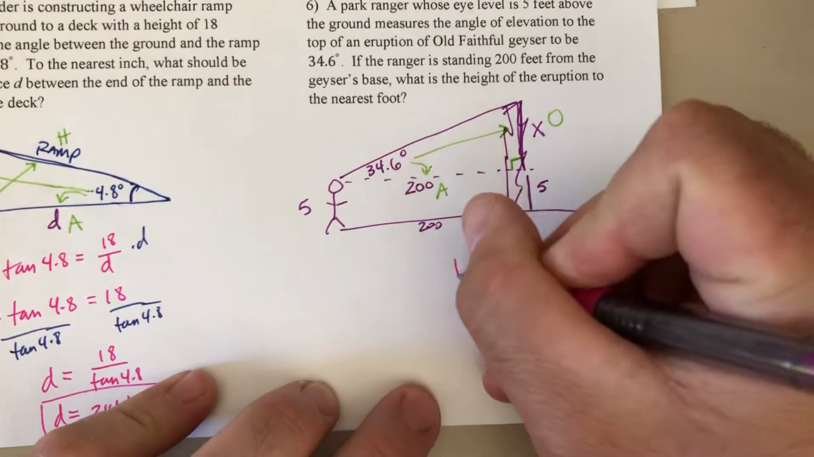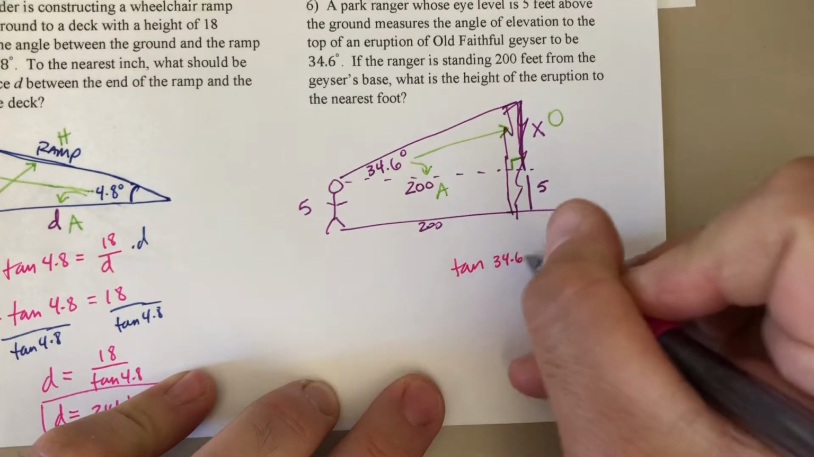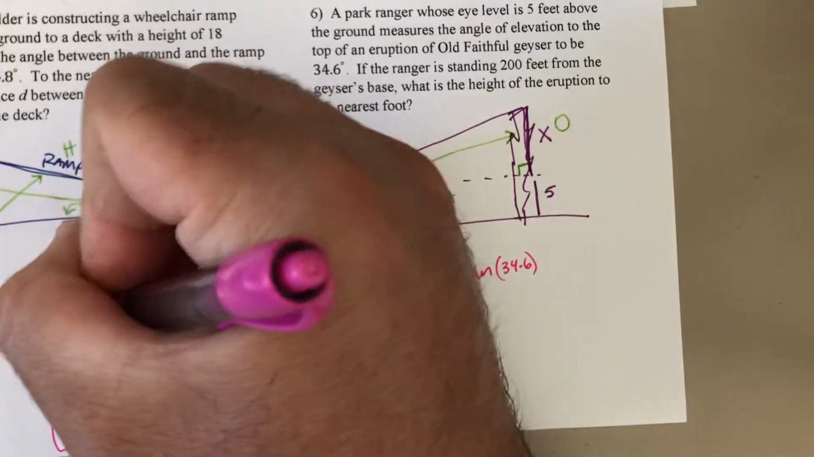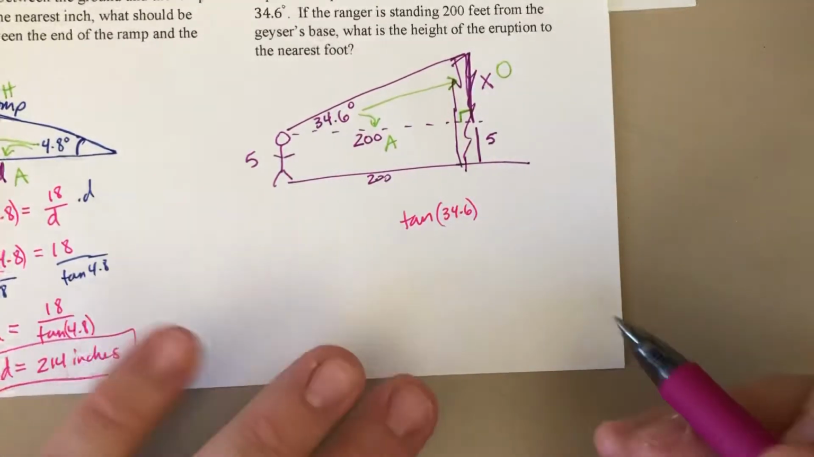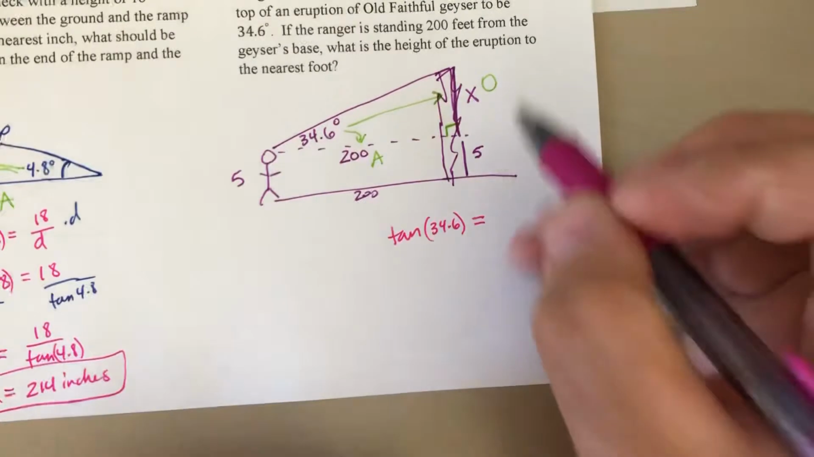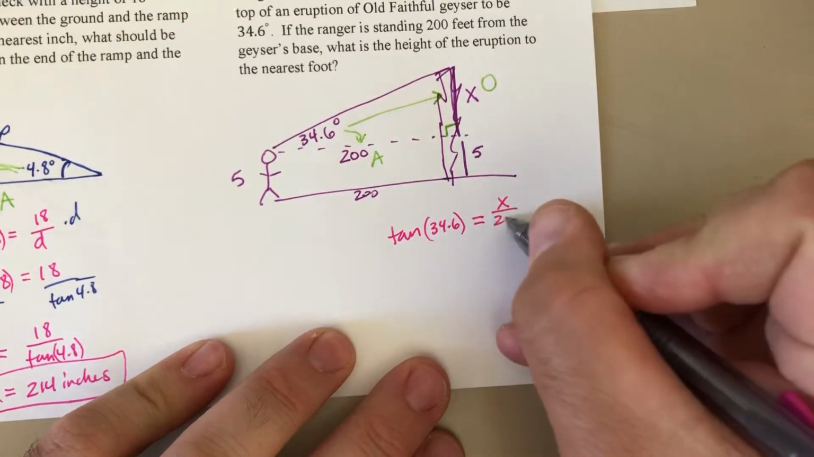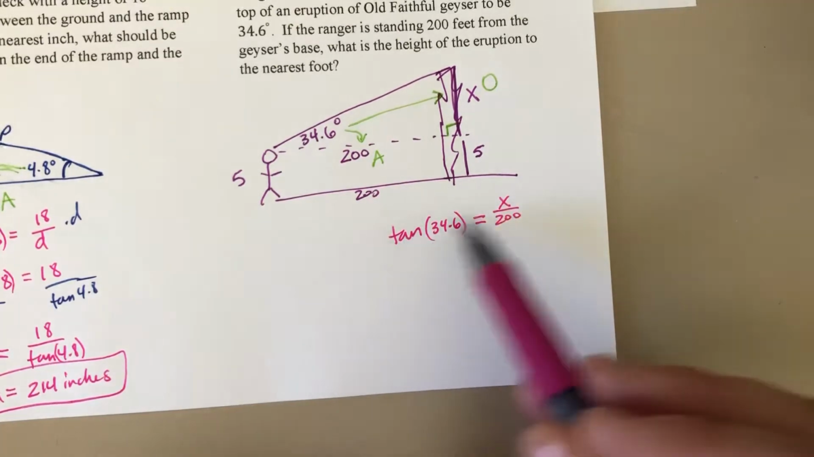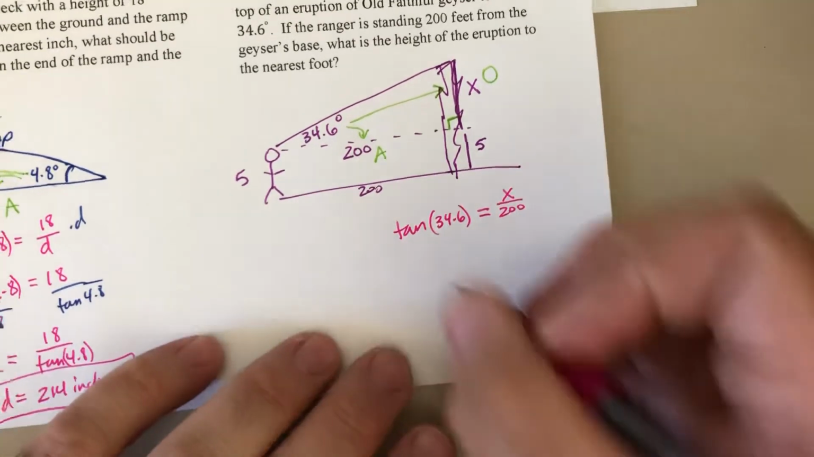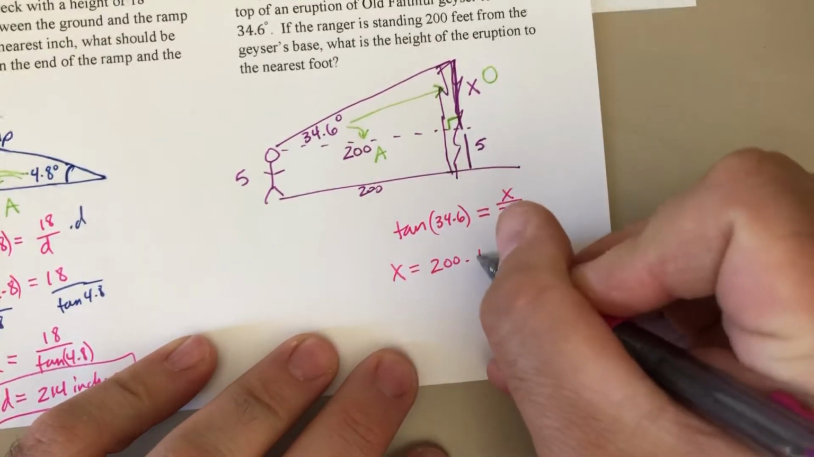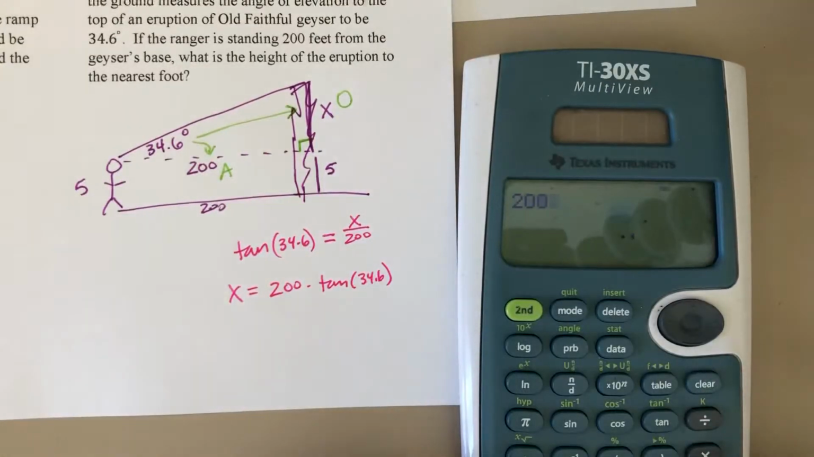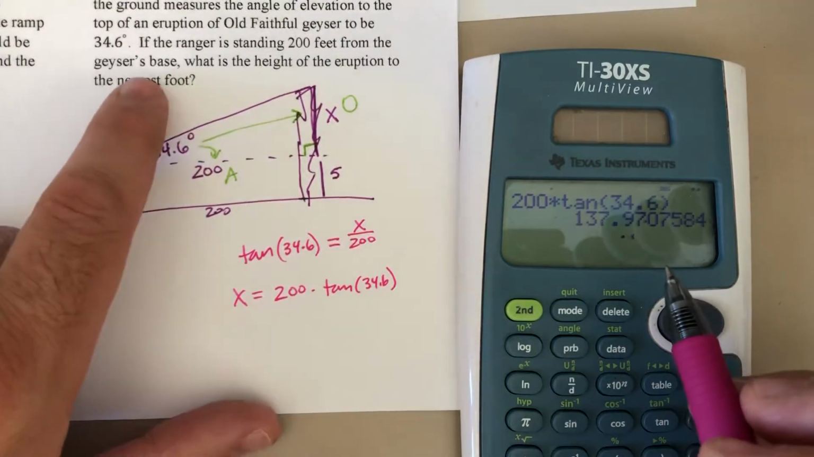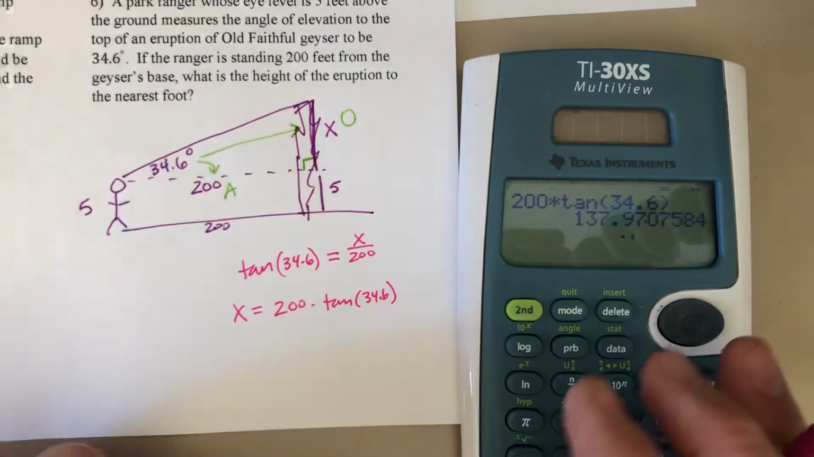Okay, so the tangent of the angle, 34.6. I'm just realizing I didn't do parentheses on my 4.8 over there. I probably should. It's a good habit. Tangent of 34.6 equals, tangent is opposite over adjacent, opposite is x, adjacent is 200. I'm solving for x, so the 200 has to go; multiply both sides by 200. So you'll just have 200 times the tangent of 34.6. Let me get my calculator: 200 times tan 34.6 is 137.97, but it says right there to the nearest foot, so we would call this 138 feet.